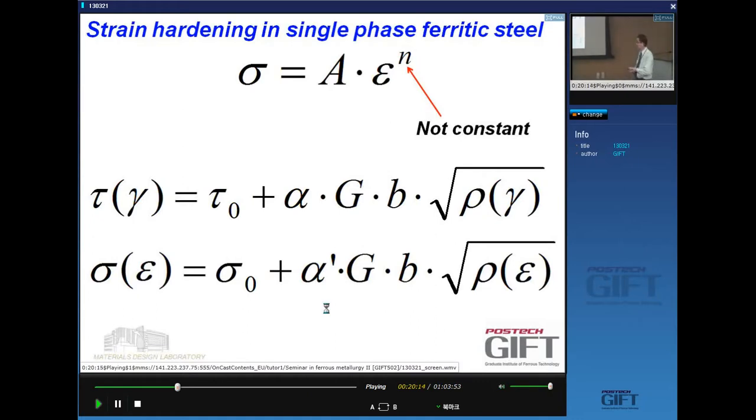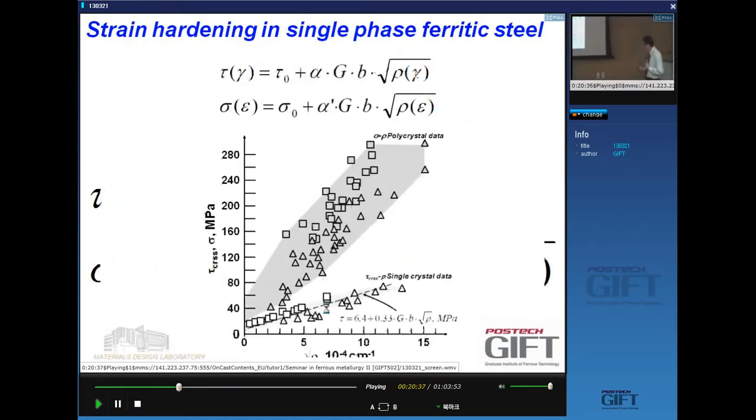Now, sigma 0 is a constant, alpha prime is a constant, G is the shear modulus, b is the Burgers vector of the material. So it basically means that if you want to control the strain hardening, you will have to be able to control the dislocation density. And that is quite a challenge.